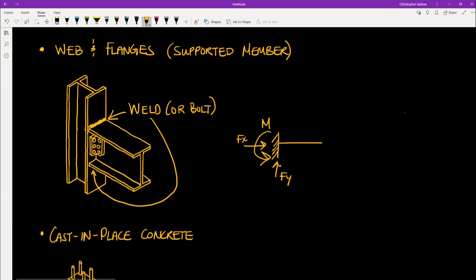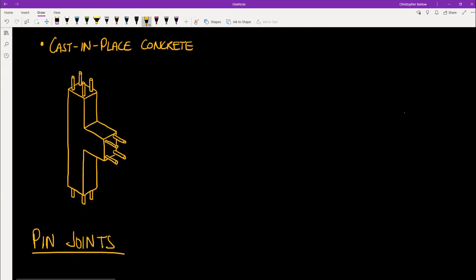Our next fixed condition is cast-in-place concrete. Cast-in-place concrete is of course cast monolithically, meaning that this entire member is cast as one piece, both column and beam. And so of course, any bending that occurs in the beam will pass into the column.